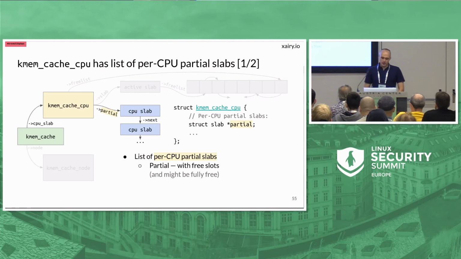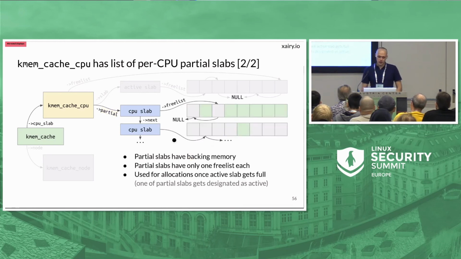So partial slabs, this second field that we have within the kmem_cache_cpu structure that's called partial. This is a pointer to a list of partial slabs. So partial here means that these slabs have free slots. So there is at least one free slot within each slab. They can be fully free, but we definitely have at least one free slot. Of course, each of the partial per CPU slabs has its own backing memory, and each of the partial per CPU slabs has only a single free list.